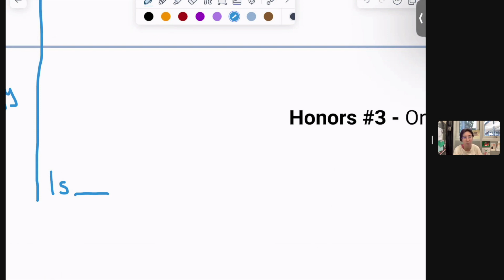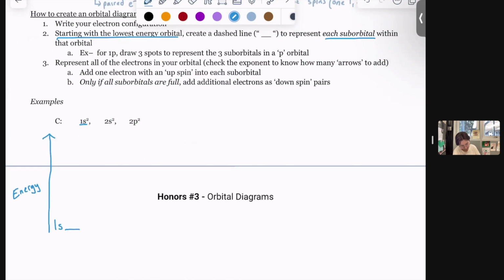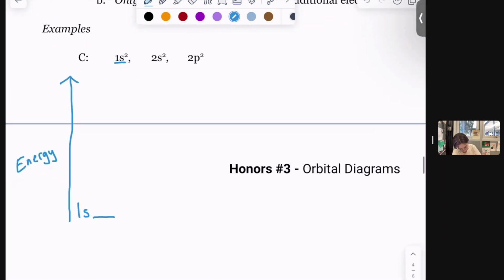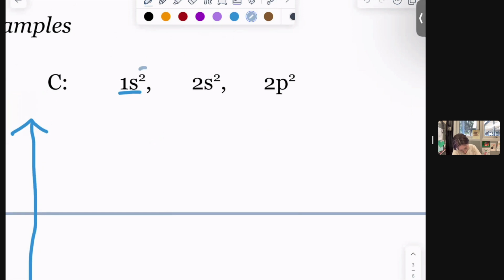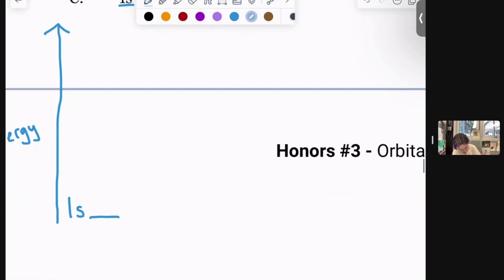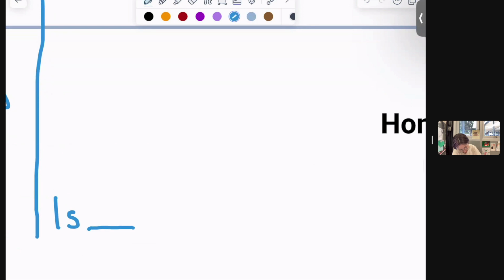So if it's an s, you have one spot. And then we're going to represent all of our electrons in that orbital, filling each suborbital, and only if I fill up all of them, I'll go back and add pairs. So let's see how this works as I go. So our first orbital, our 1s, has 2 electrons in it. So in my little space, I'm going to write 1 electron. And if I had more space, I would spread them out, but I don't.